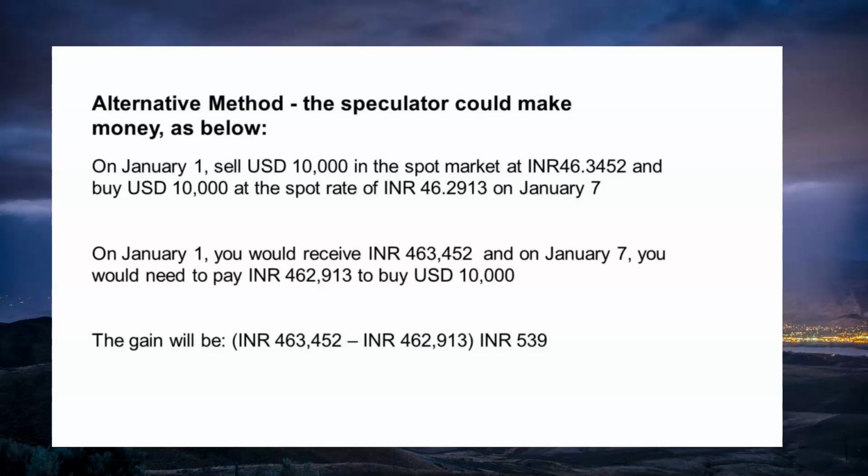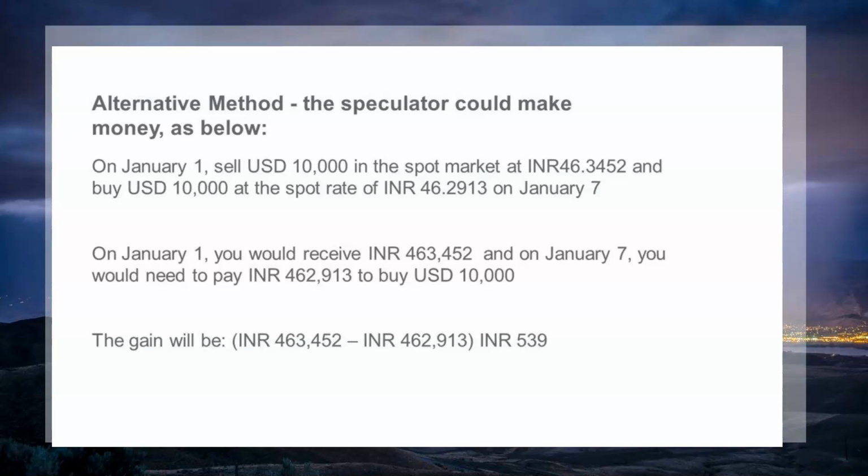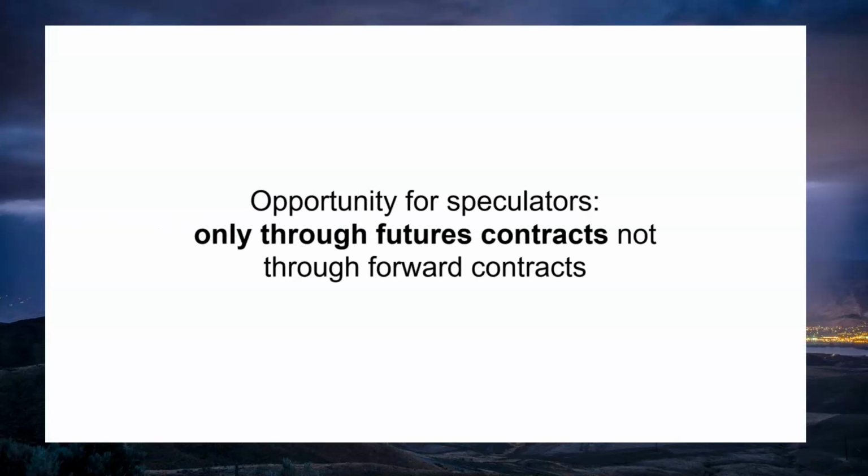However, this requires an investment of $10,000 US for 7 days. On the other hand, the investment in futures will be the margin amount, which is considerably smaller than $10,000 US. The only opportunity for speculators to make money in the currency derivative contracts is through futures contracts and not through forward contracts.